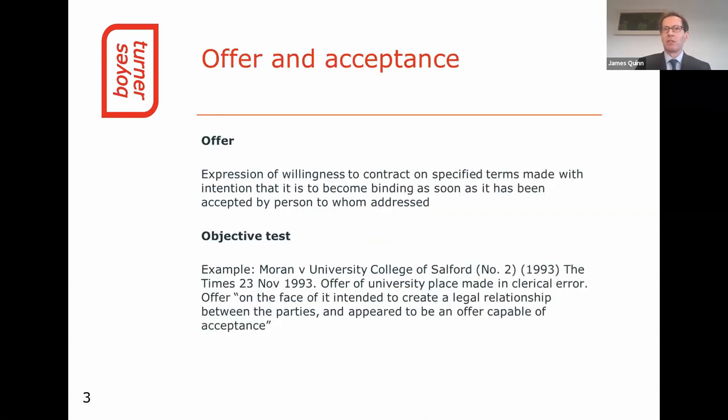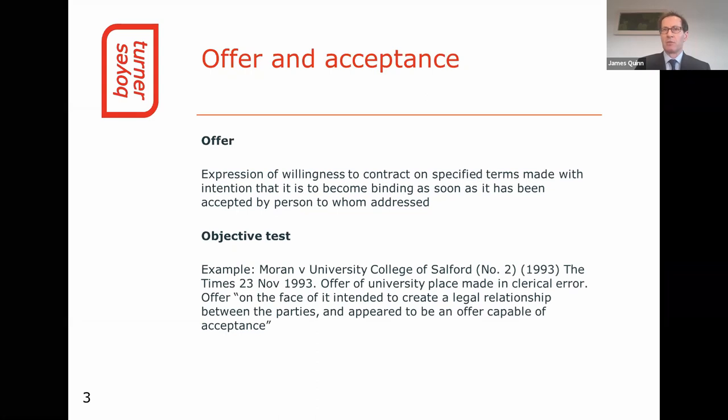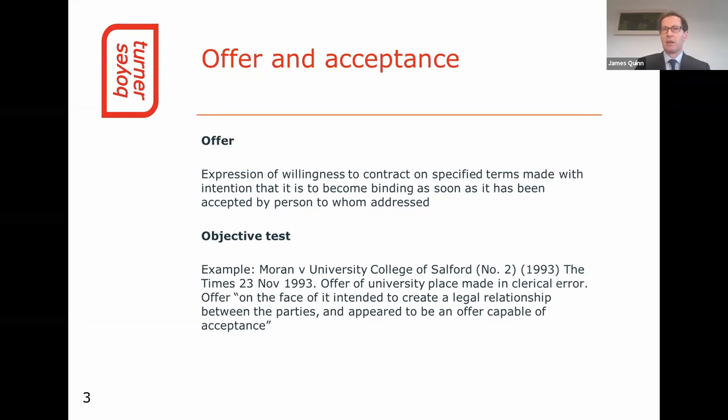So, starting with offer and acceptance, this is an area which will be familiar to all of us. To refresh on this, an offer can be described as an expression of willingness to contract on specified terms and made with the intention that it is to become binding as soon as it has been accepted by the person to whom it has been addressed. It's important to remember that the courts will generally apply an objective test to determine whether the parties have reached an agreement. In the context of an offer, this objective test is whether it would appear to a reasonable offeree that there had been an intention to be bound on the part of the person making the offer.